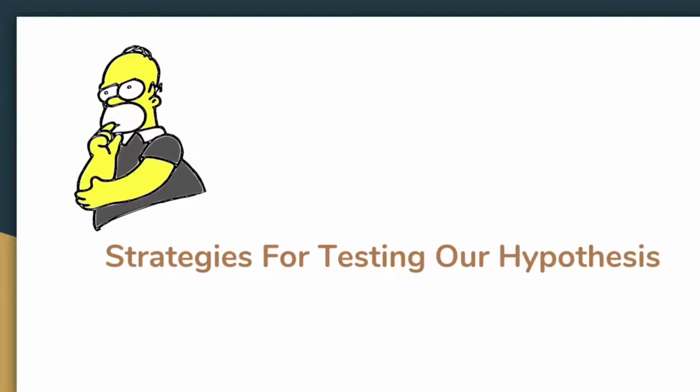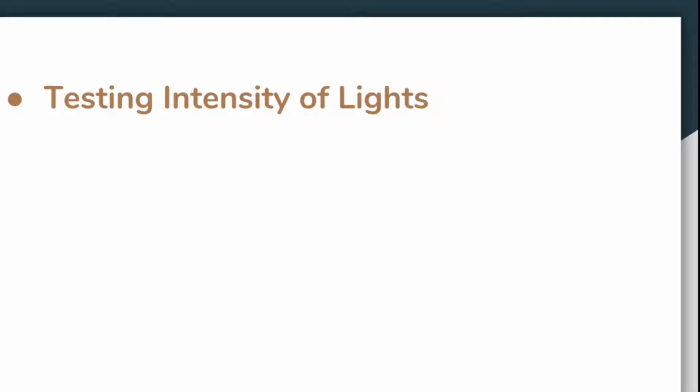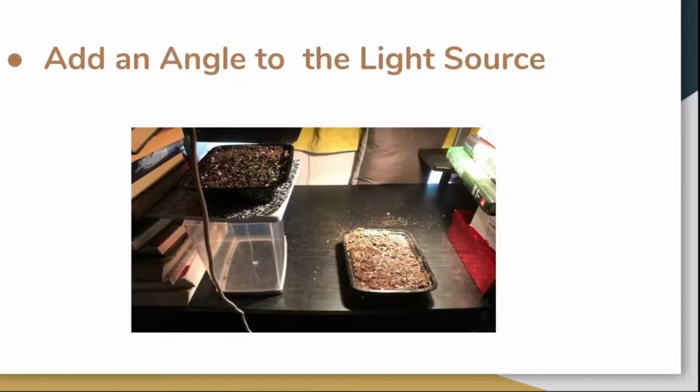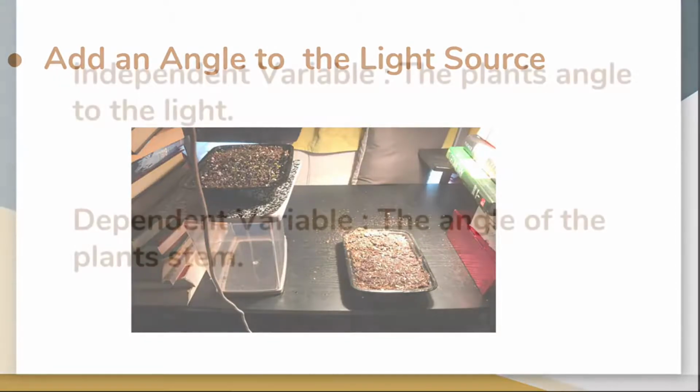Before even beginning our experiment, we had to brainstorm the most efficient ways for testing our hypothesis. Our first option was to test the intensity of the lights, but with limited resources, we chose to opt out of that. Our second option was to add an angle to the light source, which our team chose to do as seen from the picture included.